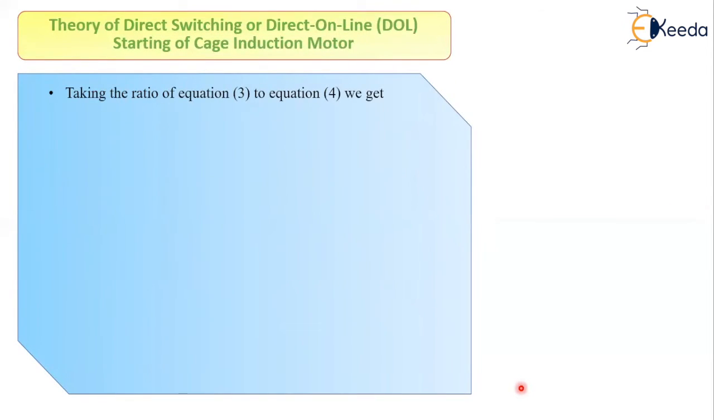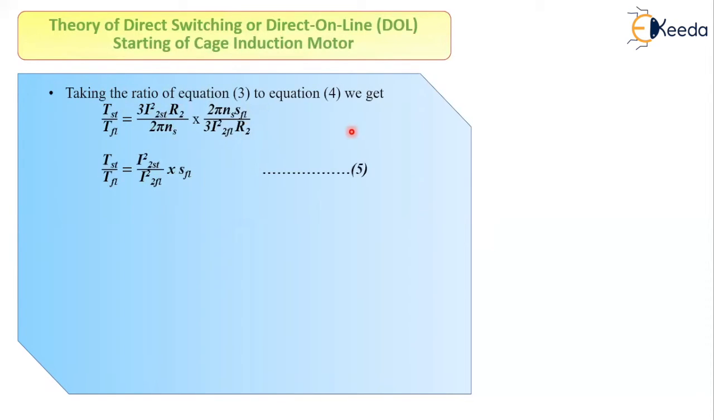Now, if we take the ratio of equation 3 to equation 4, then we will get TST, that is starting torque to full load torque, is equal to 3 I2ST square R2 divided by 2 pi ns multiplied by 2 pi ns into SFL, that is the full load slip, divided by 3 I2FL square R2. Now we can see in this equation certain terms will get cancelled. So let us see what happens further. So after cancelling the terms, we get starting torque to full load torque is equal to I2ST square divided by I2FL square multiplied by full load slip. Let it be equation number 5.